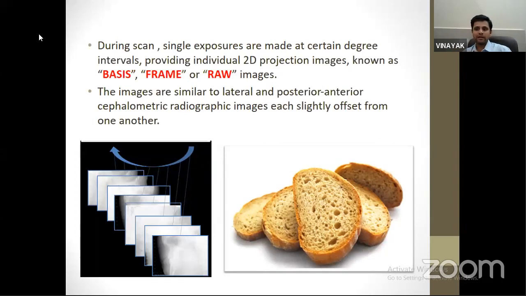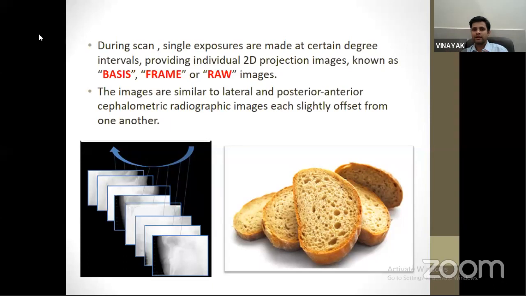These would be two-dimensional X-rays, and it will take a series of 500 to 600 X-rays. How a machine gun shoots various shots in a go, similarly, the X-ray source will take 1, 2, 3, 4, 5, 6, 7, 8, 9, 10, up to 700 two-dimensional X-rays while it is rotating. So each individual X-ray is called a basis, frame, or a raw image.